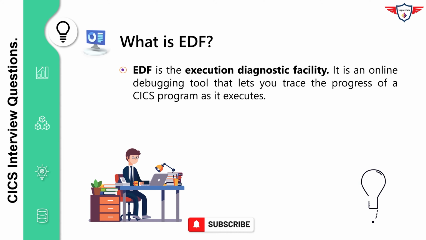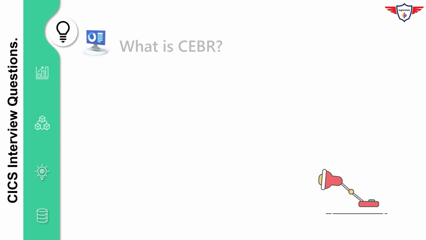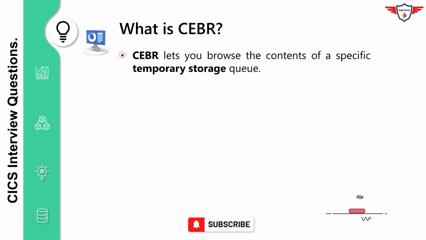It is an online debugging tool that lets you trace the progress of a CICS program as it executes. What is CEBR? CEBR lets you browse the contents of a specific temporary storage queue.